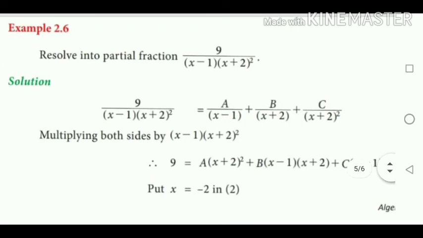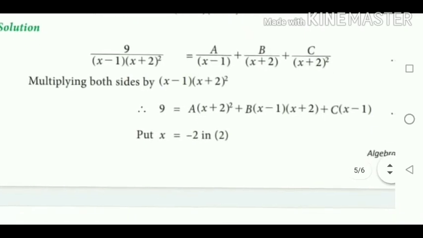Listen here: A by (x minus 1) plus B by (x plus 2) plus C by (x plus 2) whole square. Okay. So multiply by the denominator. Denominator is (x minus 1) into (x plus 2) whole square. Both the sides we are getting 9 equal to A into (x plus 2) whole square plus B into (x minus 1) into (x plus 2) plus C into (x minus 1).